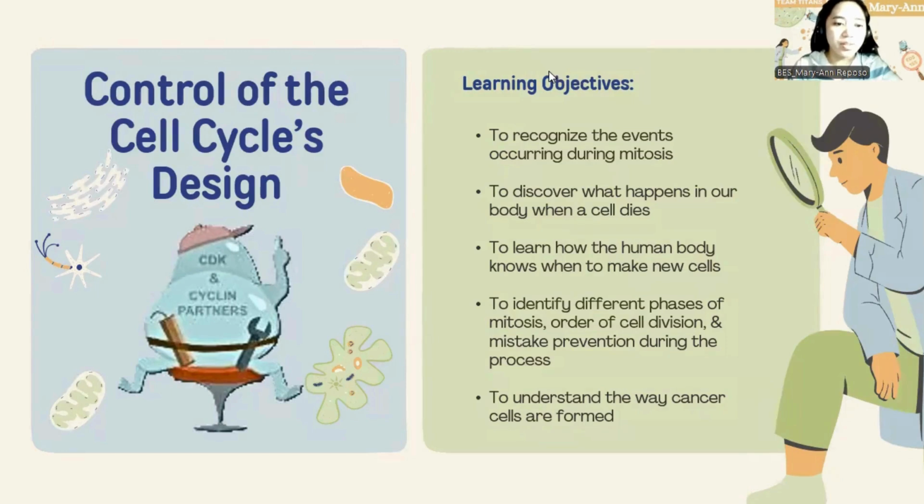The game's learning objectives are, first, to recognize the events occurring during mitosis and what happens in our body when a cell dies. Secondly, to learn how the human body knows when to make new cells. Third, to identify different phases of mitosis, order of cell division, and what happens to prevent mistakes during the process. And lastly, to understand the way cancer cells are formed.